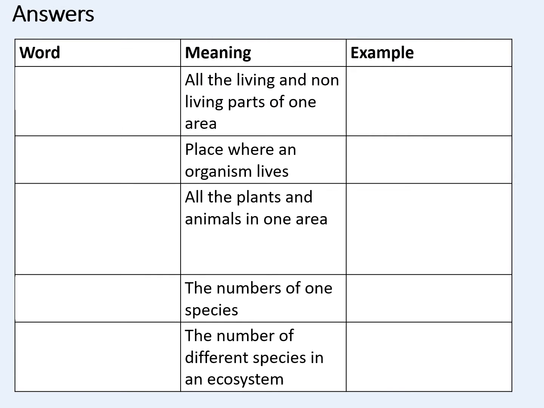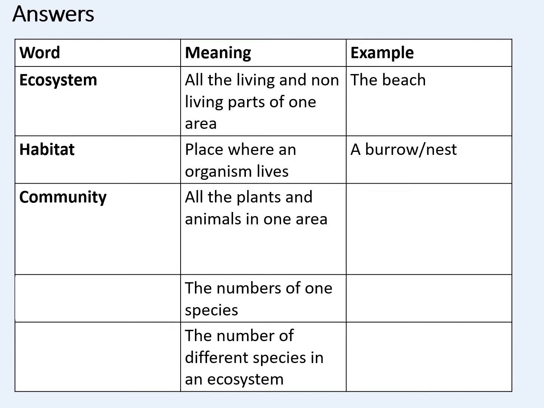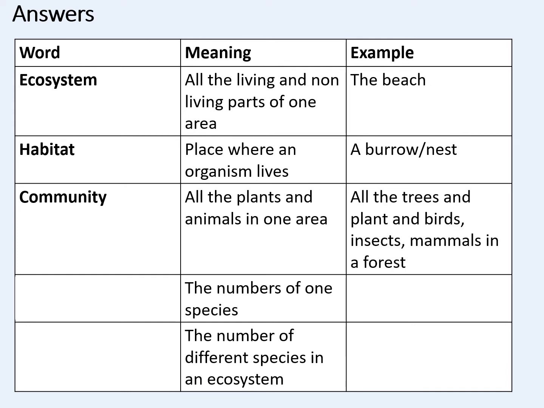The answers are that all of the living and non-living parts of one area would be the ecosystem, and an example of the ecosystem would be the beach. The place where an organism lives would be the habitat, and an example of that would be burrows and nests. All plants and animals in one area would be the community, and an example of that would be all of the trees, the plants, birds, insects, mammals in a forest. And the number of one species would be your population, and an example of that would be the number of ladybirds. And the number of different species in an ecosystem would be biodiversity.